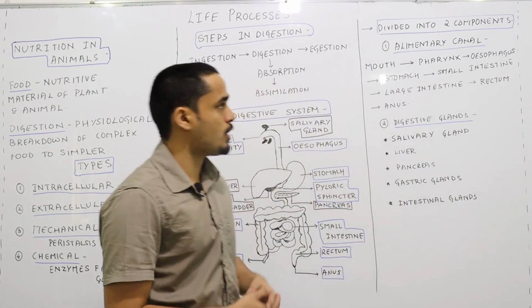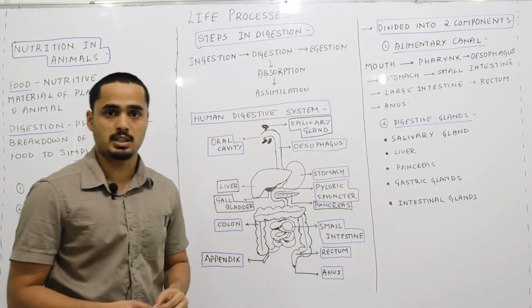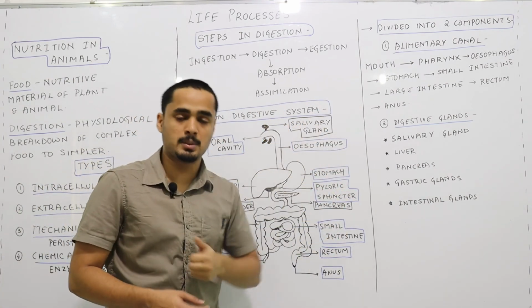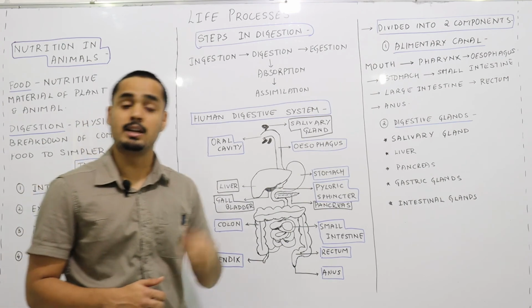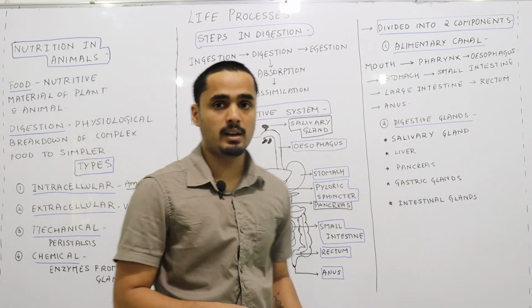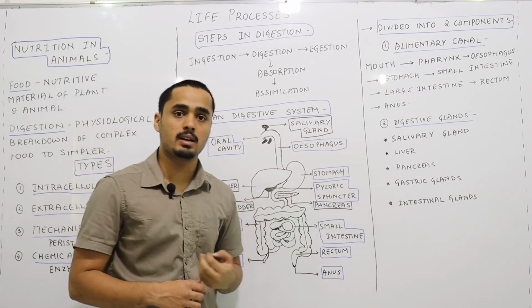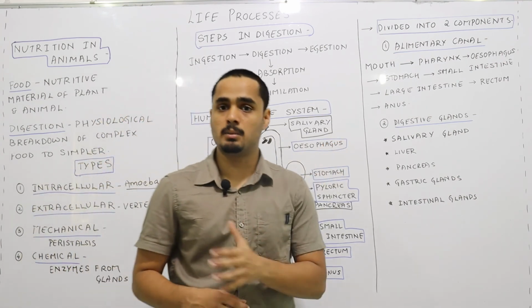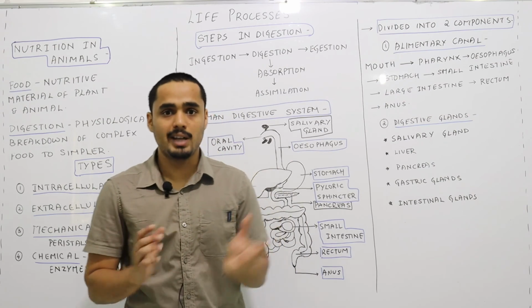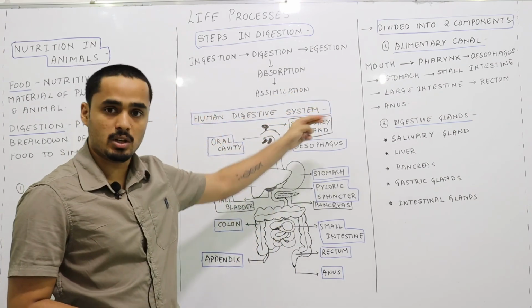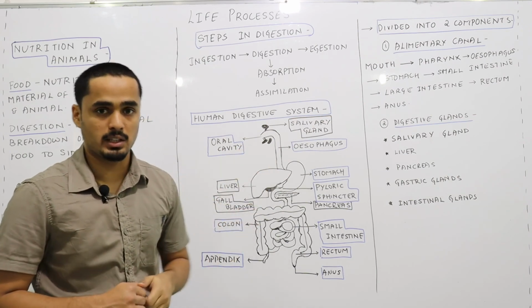It constitutes two components, that is the alimentary canal and the digestive glands. Now the alimentary canal's major function is that it helps in mechanical digestion, and it is also the site for chemical digestion. And the digestive glands help basically in releasing enzymes, which bring about chemical digestion. Now in the next session we will be focusing on the function of each of these structures and how the process of digestion takes place.